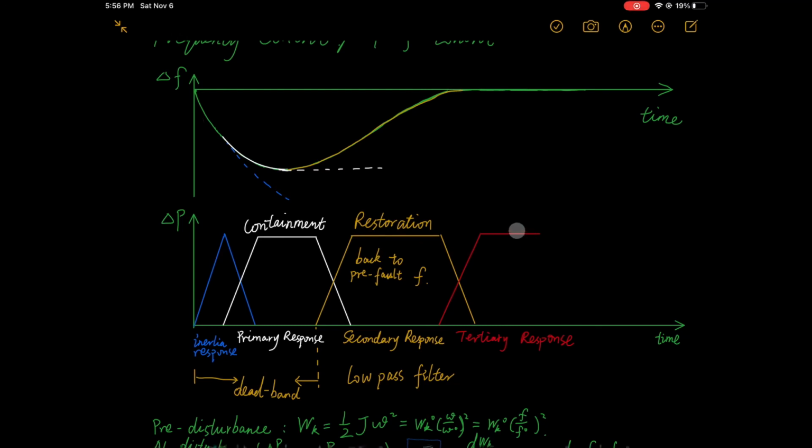Economics is considered here. Tertiary control can bring generators providing control efforts back to their original set points, and is done manually 20 to 30 minutes after disturbance.